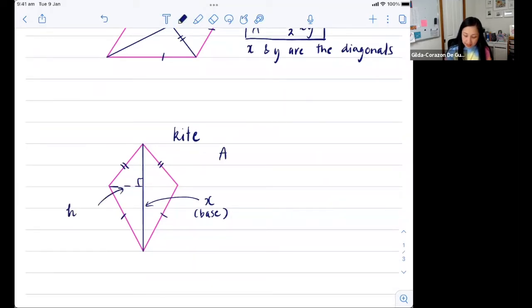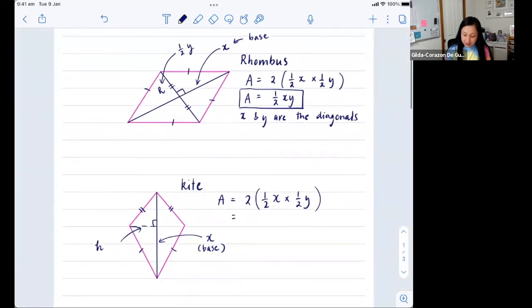And I can write A is equal to half times the base, which is x, times the height, which is half times y. And since the left triangle is equal to the right triangle, then I can just double that, and very, very similar, right, to our area of a rhombus formula, that would just be half times xy. And again, x and y are the diagonals.